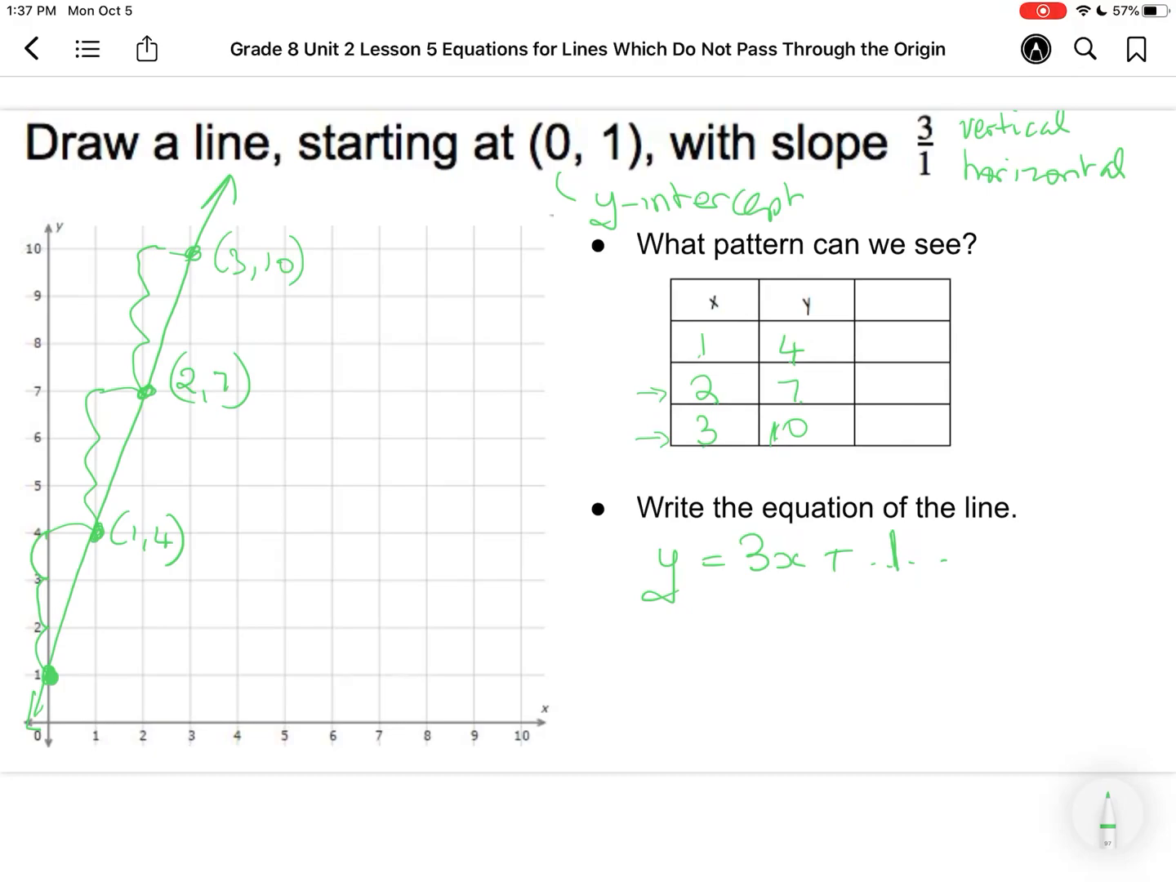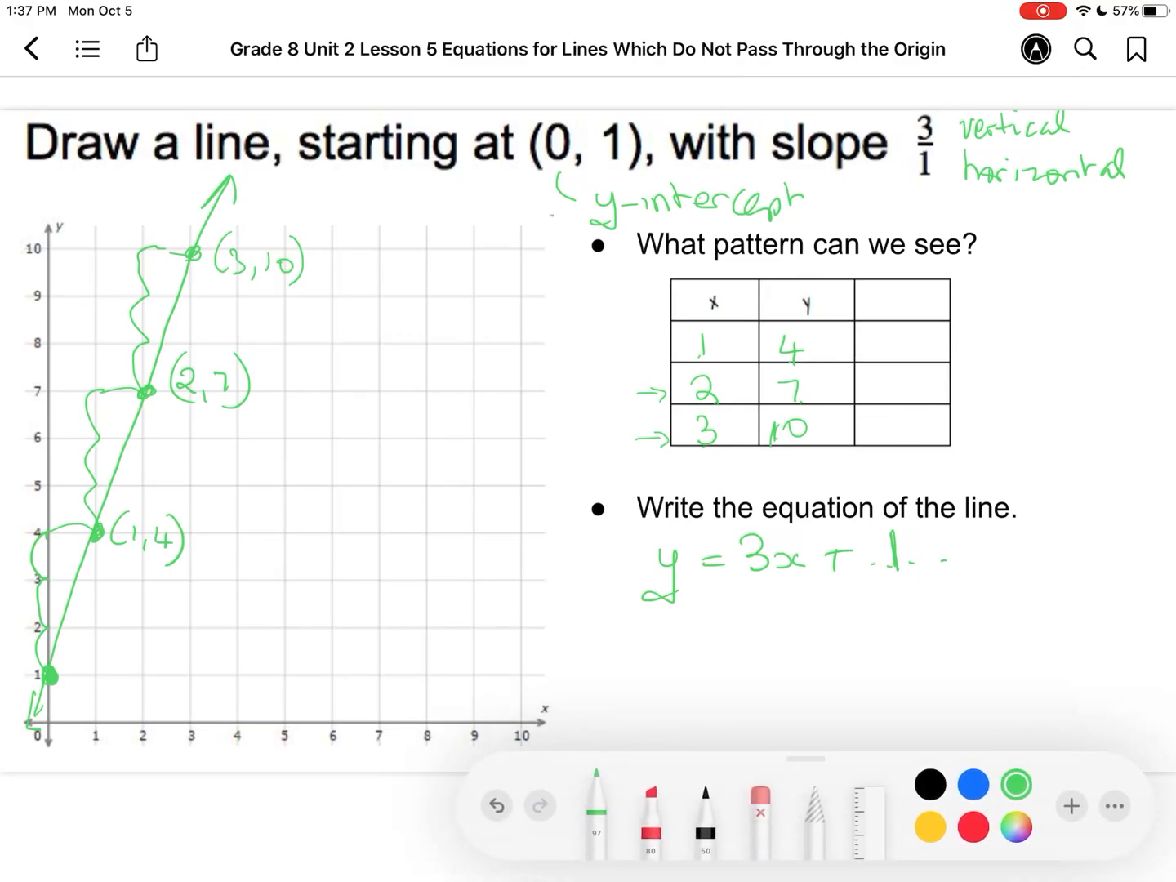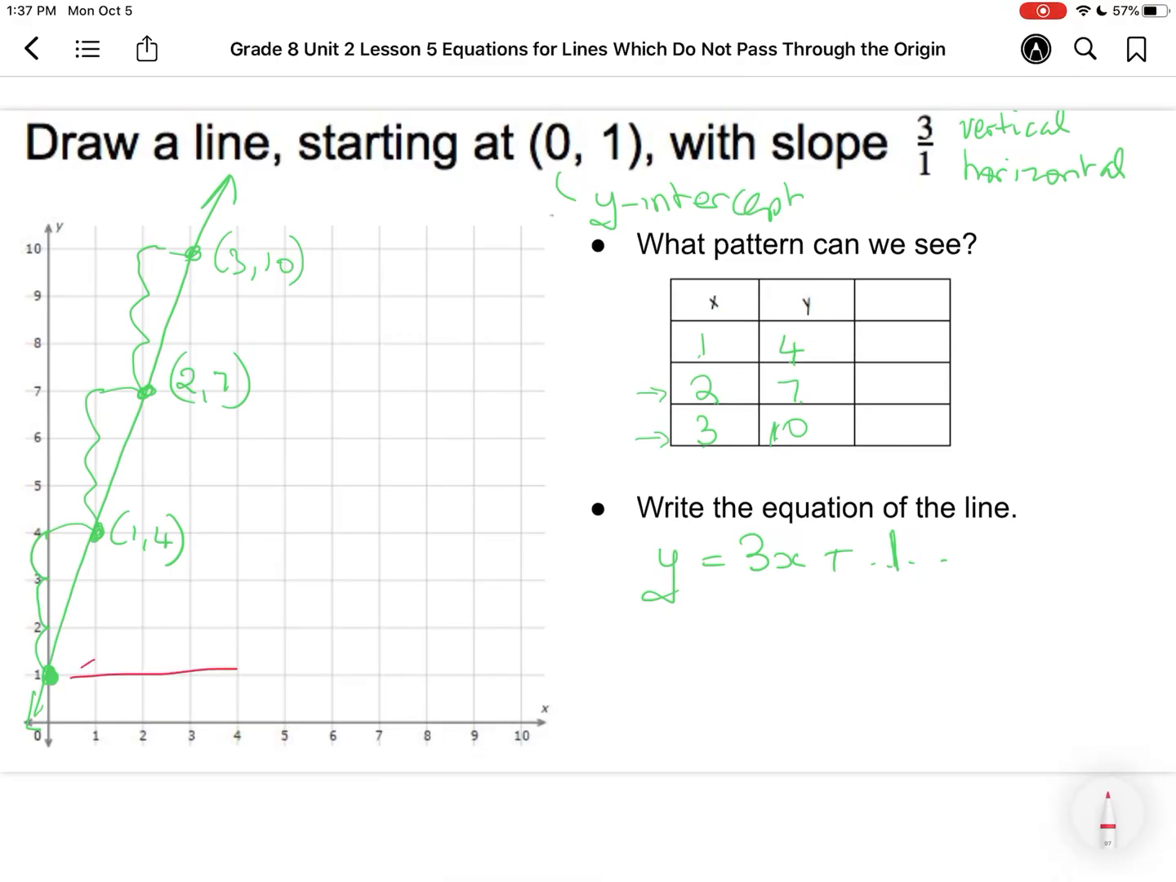And that 1 matches the y-intercept here. This is your y-intercept. So when writing these equations, y equals the slope multiplied by x plus the y-intercept.